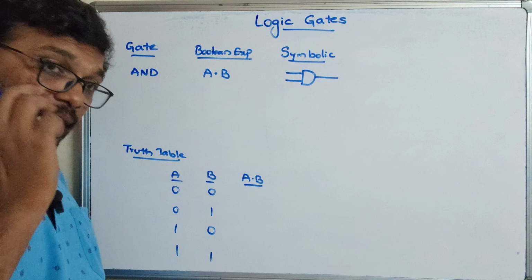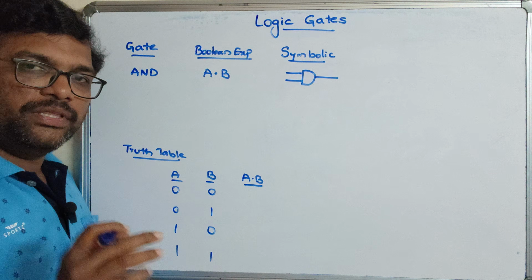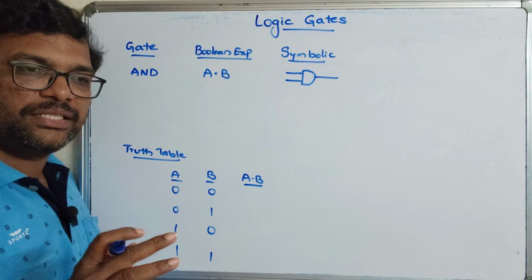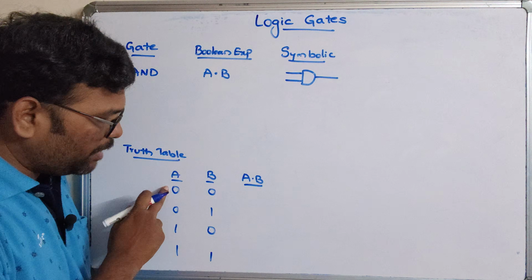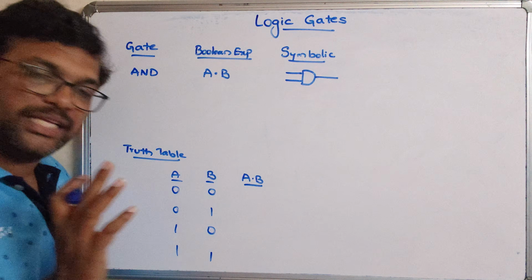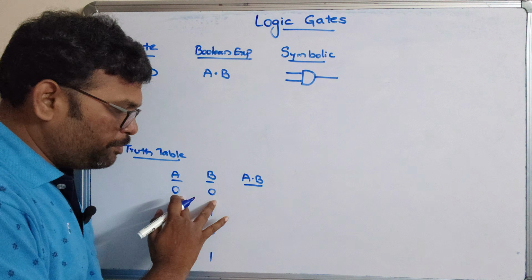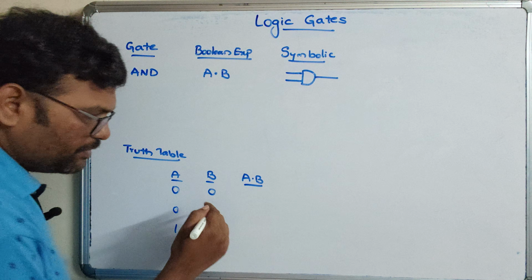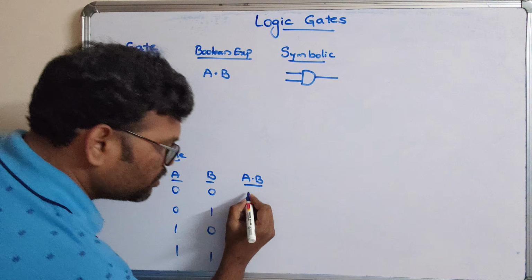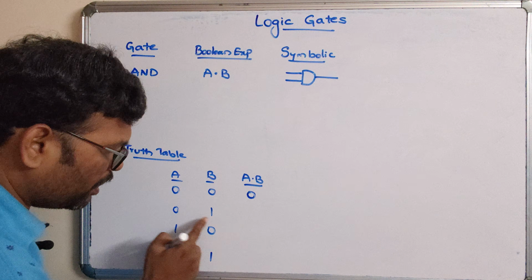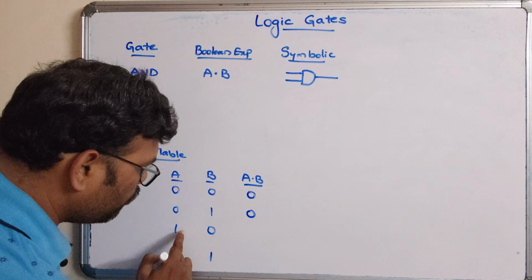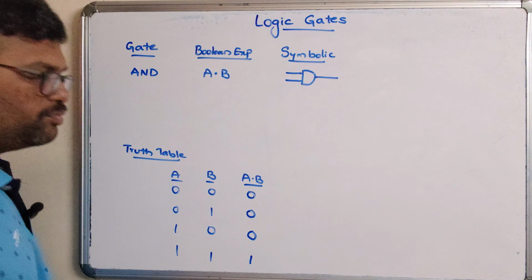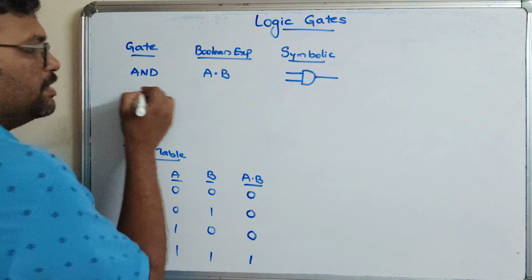if both the inputs are true, then only the output is true. If any one of the inputs is false, the result will be false. Here 0 can be considered as false and 1 can be considered as true. It takes two inputs. If any one of the inputs is false, automatically the result will be false. So 0 and 0 gives false, 0 and 1 false, 1 and 0 false. Here both are true, so then only we'll get a true.